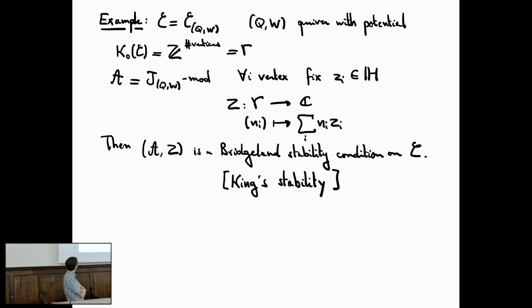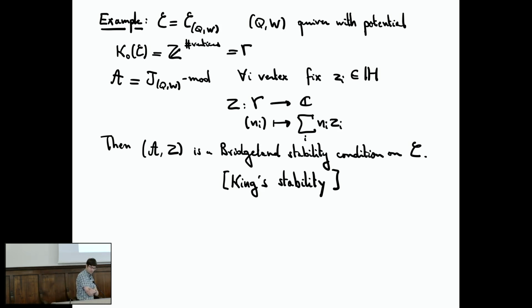And in this example, K0 of the category is just the lattice Z to the power of the number of vertices. So it's already finitely generated to start with, so we'll just take gamma to be that. And then it's also very easy to cook up a central charge. You just pick for every vertex a complex number Zi in the upper half plane. And then there's an obvious map from gamma to C, which sends a dimension vector Ni to the sum over i of Ni Zi.